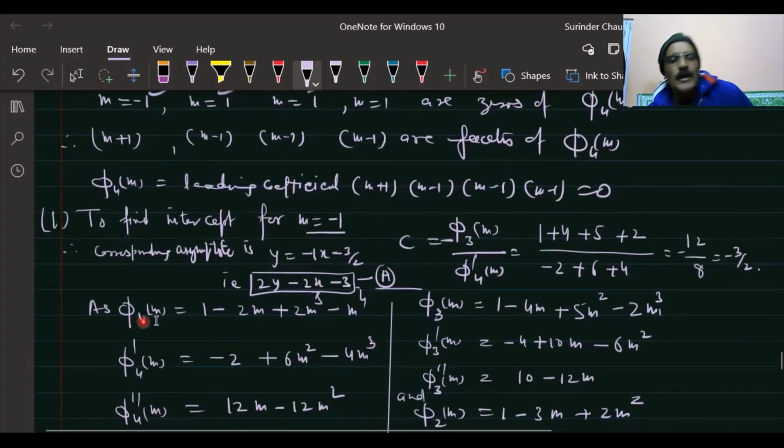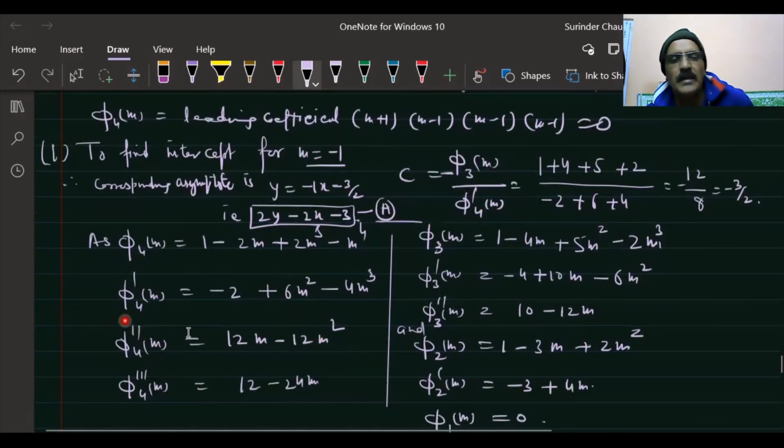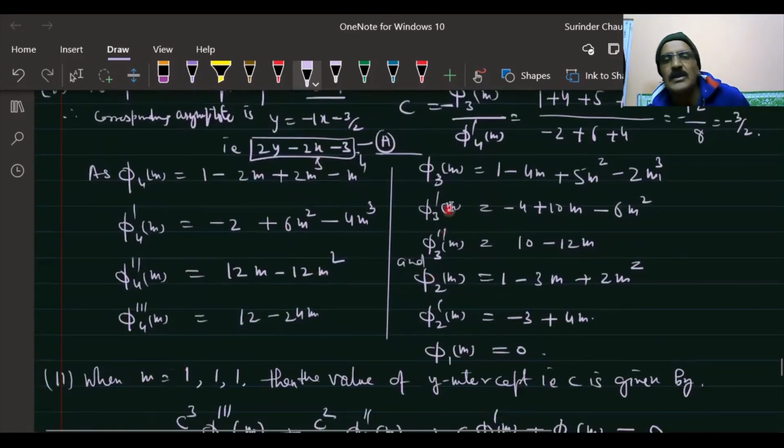Right? Now find the derivative. phi 4 of m is this, phi 4 dash of m is this, phi 4 double dash is this, phi 4 triple dash is this. phi 3 of m is this, the fourth degree term, third degree term, the derivative of this term, second derivative this way. phi 2 of m, second degree term of f of x, y when m is equal to 1.